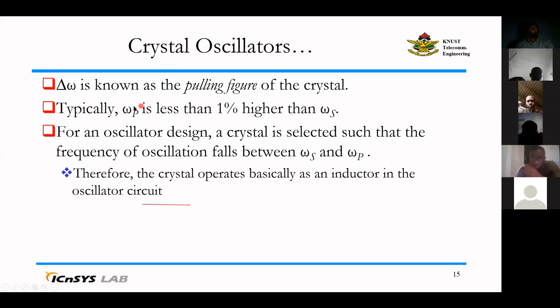And because omega P is usually just slightly higher than omega S, you see that the difference is very small. So for the design of an oscillator, the crystal must be selected such that the frequency of oscillation falls between omega S and omega P. In that case, it will begin to operate as an inductor.